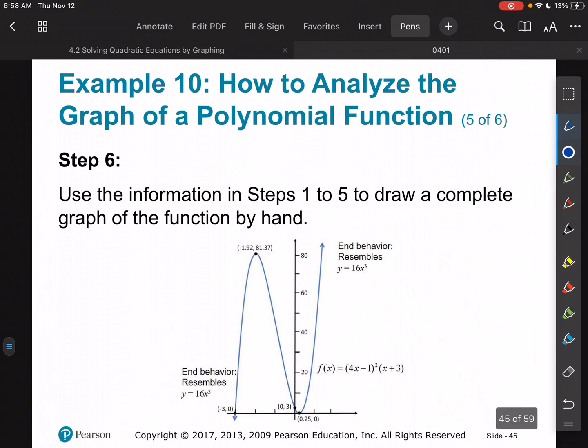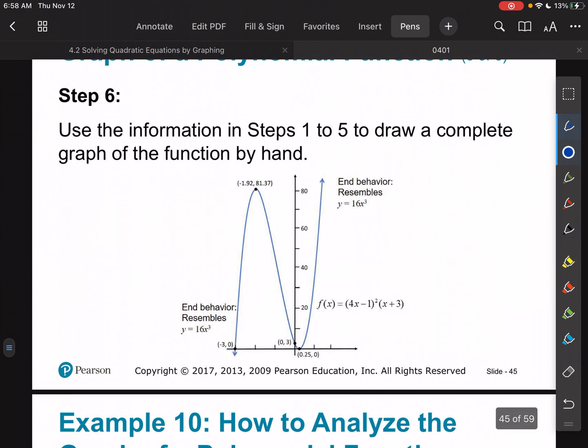And then it says here, continuing on, step 6, use the information in steps 1 to 5 to draw a complete graph of the function by hand. And I guess it is, the scale is going by quite a bit here, so it does cross at 3, so that's good. So we go through at -3 like we said, okay? The graphing utility allows us to find out how high up we go. There's another way to figure that out, but we'll let the grapher do it.